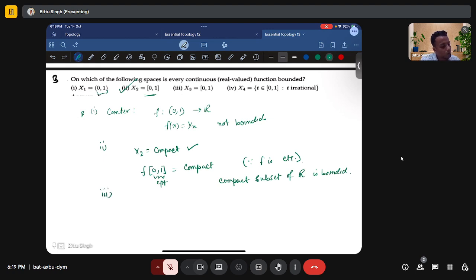For 3, again closed 0, open 1. We can consider lots of counterexamples. Take f(x) equal to 1 by (1 minus x). So this is continuous and it is unbounded, right? When x tends to 1, it tends to infinity, so f is unbounded.